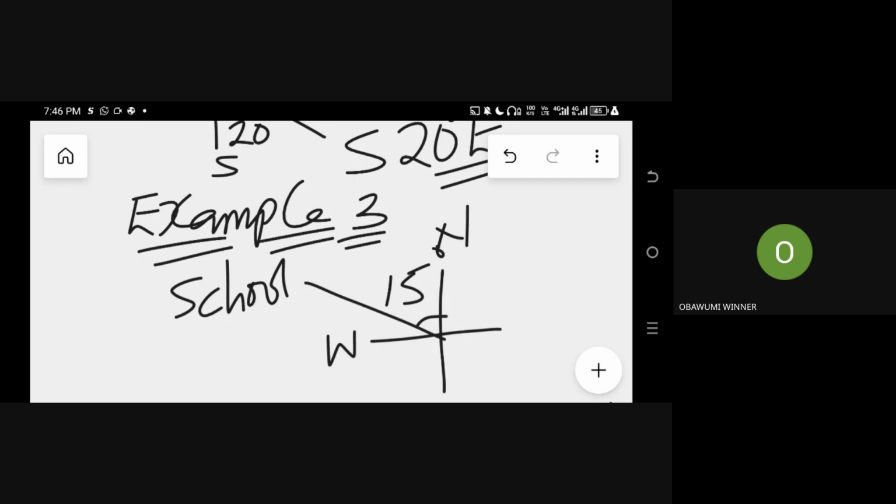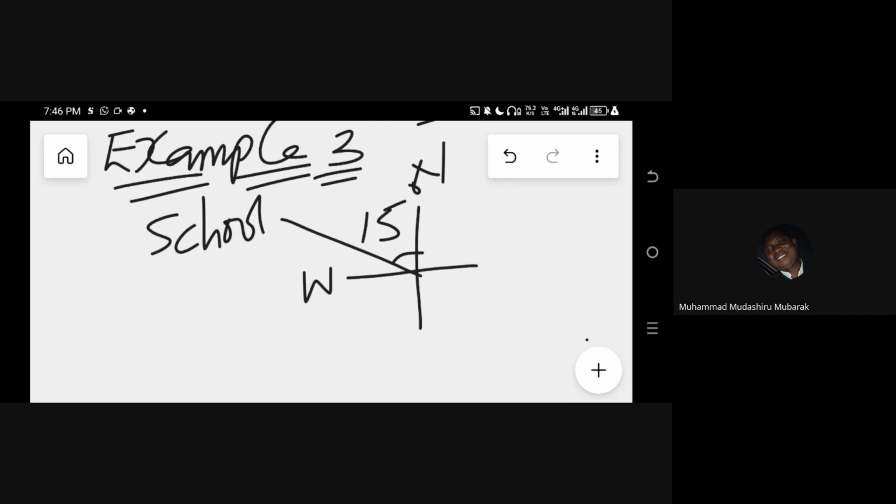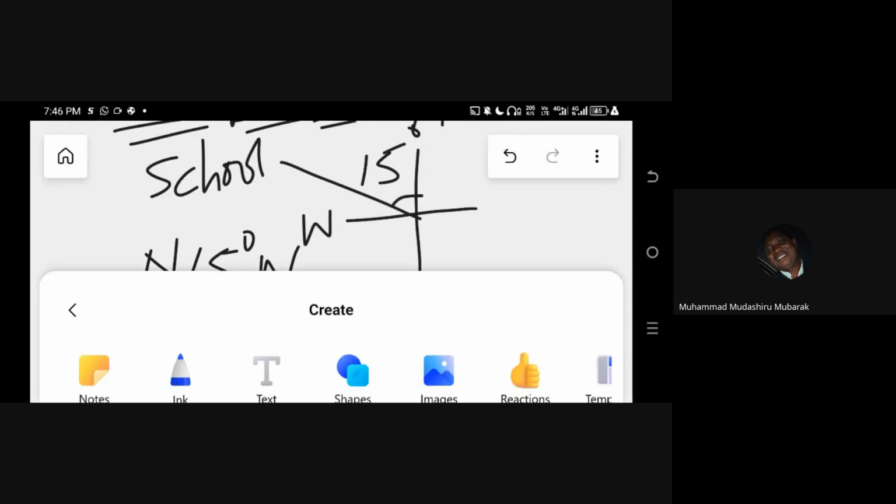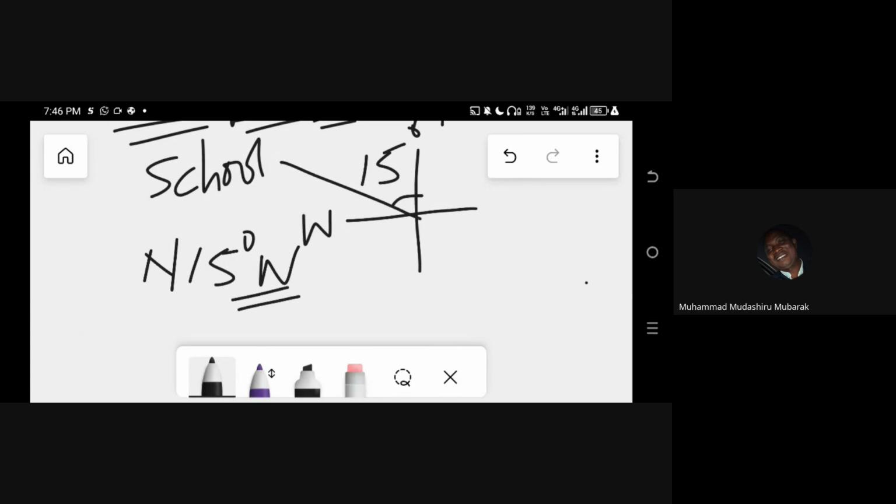Okay, so Mubarak, it's not because the line is touching the north, it's because the angle is touching the north. So you're correct, but just the angle, not the line. Do you understand? Okay, sir. So because the angle 15 degrees is touching the north, this bearing is north 15 degrees west. That would be the answer there.